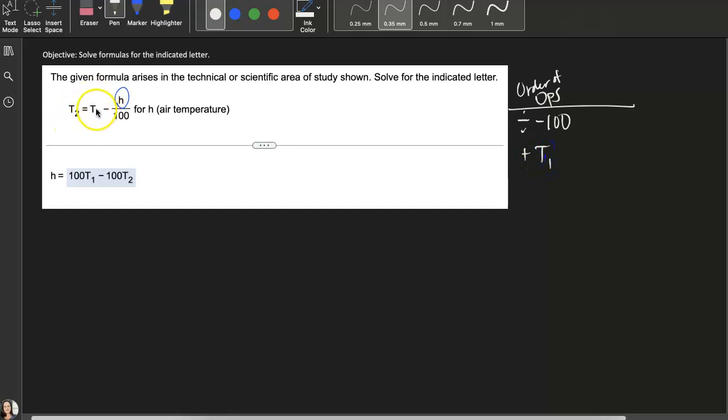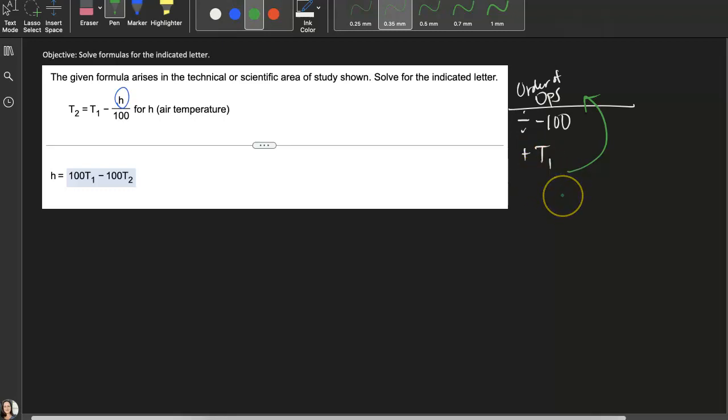And I'm adding t sub 1 just because I'm assuming that t sub 1 is some positive number. It doesn't have to be. It could be a negative number, but it's not like there's a subtraction sign in front of that. Now, to undo these steps, I'm going to go in the reverse order and using the inverse operations. So instead of dividing by negative 100, we would first subtract t sub 1 because I want to undo the last thing that was done.